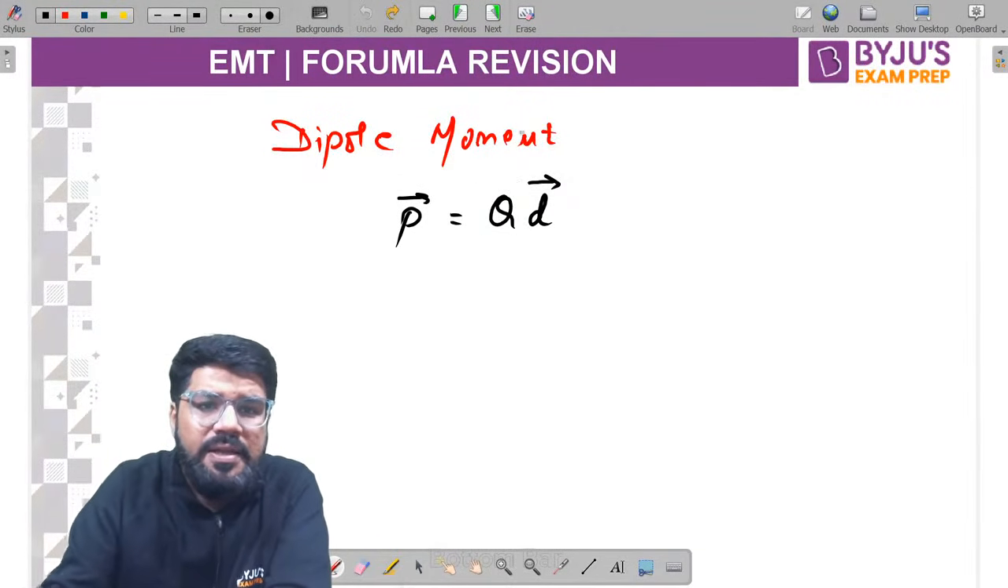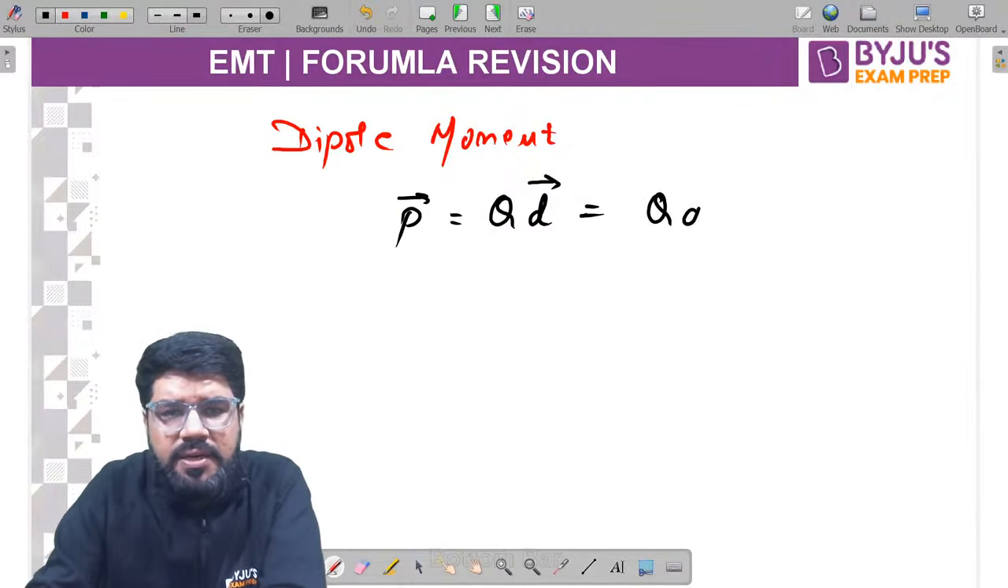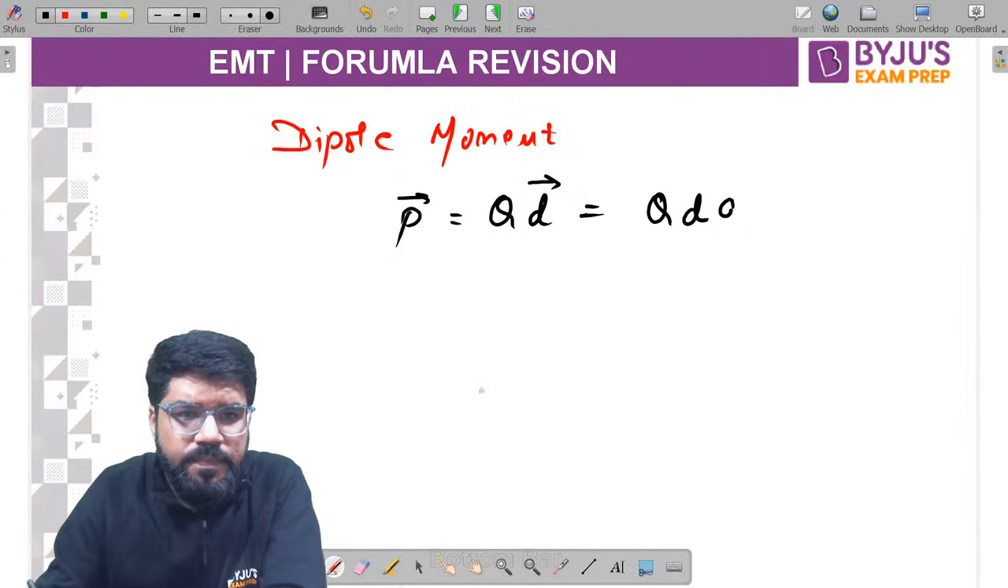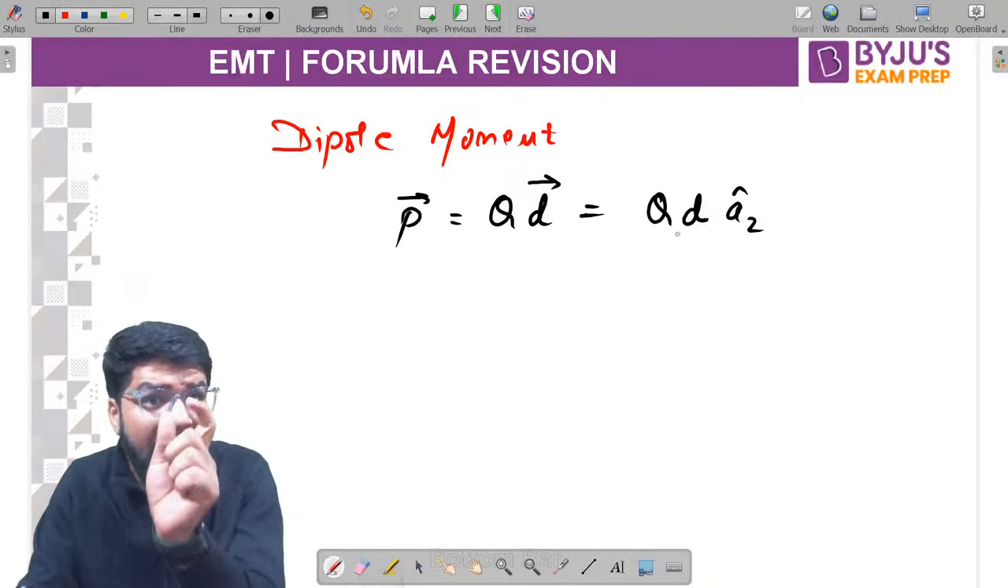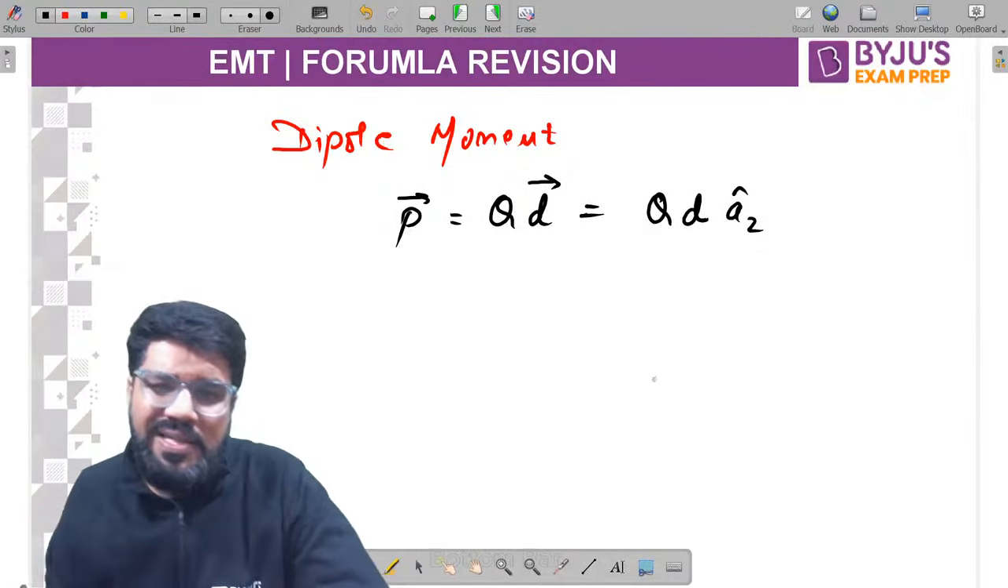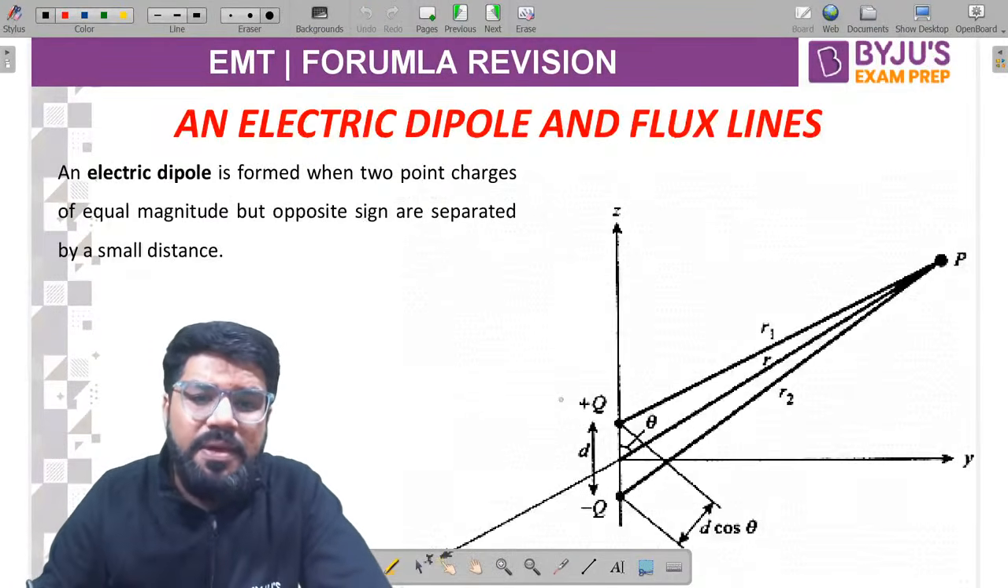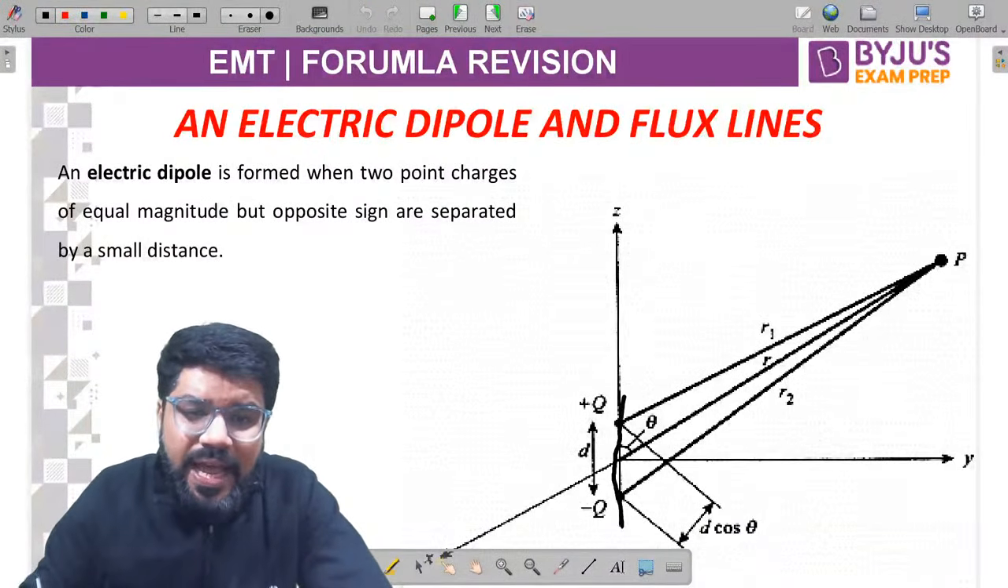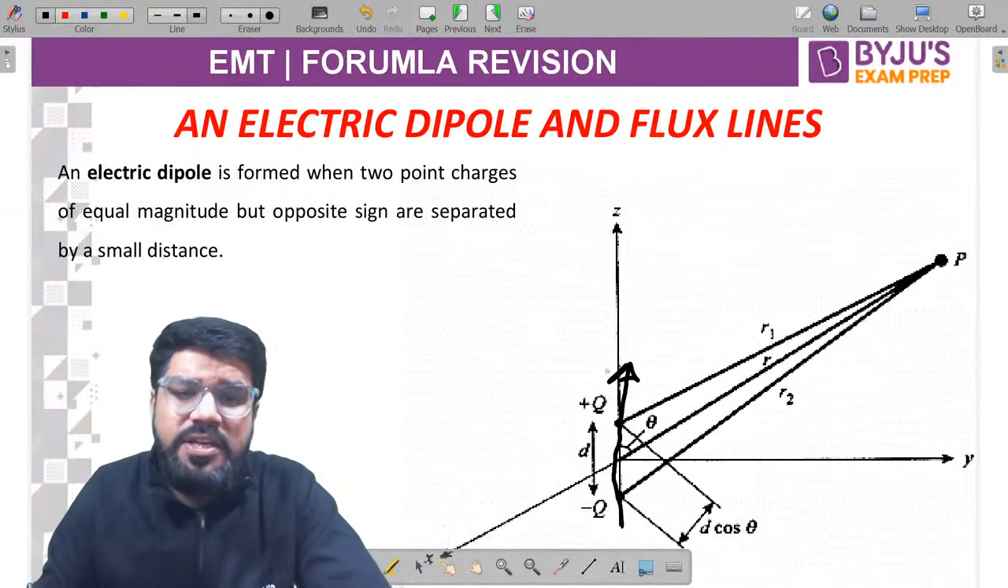How do you represent d? Let me write this as d into a_z cap, for this picture. d is the magnitude of the distance between the charges. What is a_z cap? a_z cap is a unit vector from the negative charge to the positive charge.